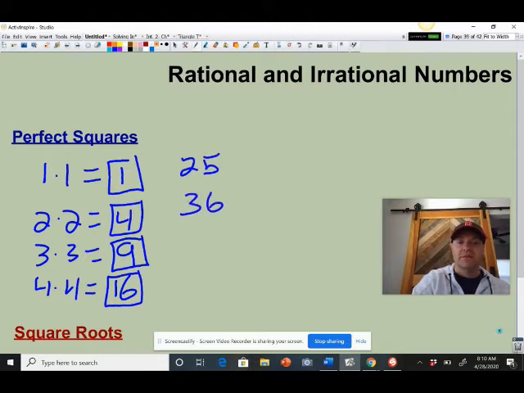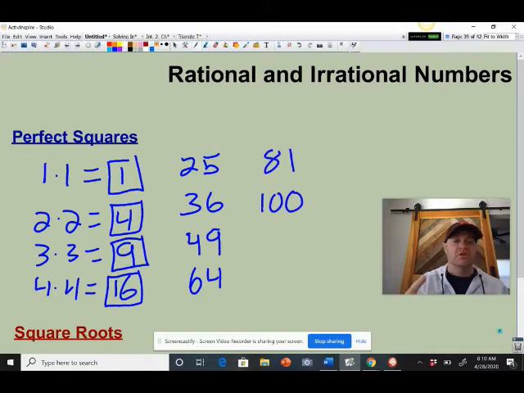Next one's going to be 36, and then 7 times 7, and 8 times 8, and 9 times 9, and 10 times 10. So those are ones that we should automatically know. We should also know 11 times 11 and 12 times 12.